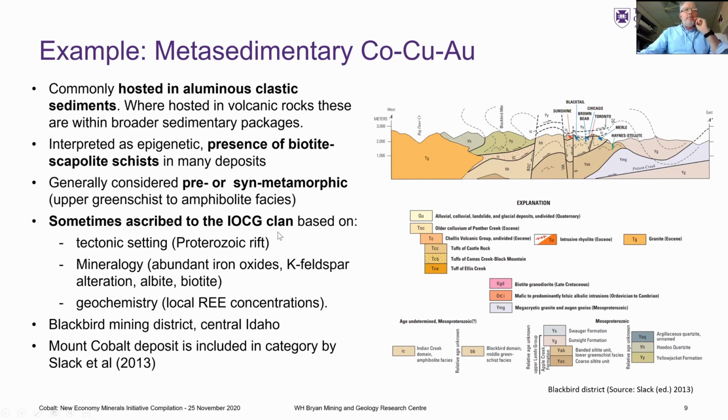Some of them are sometimes ascribed to the ICG clan based on their tectonic setting, their mineralogy or their geochemistry, particularly with rare earth element concentrations. The Blackbird mining district in Idaho is the type example. But here in Queensland, the Mount Cobalt deposit is also included in this category by Slack 2013, the USGS big compilation that happened in 2013. So that's what these deposits look like. And you'll see here that they're essentially in these thrust terrains with moderate grade metamorphic rocks, or higher grade if you get up to amphibolite facies.